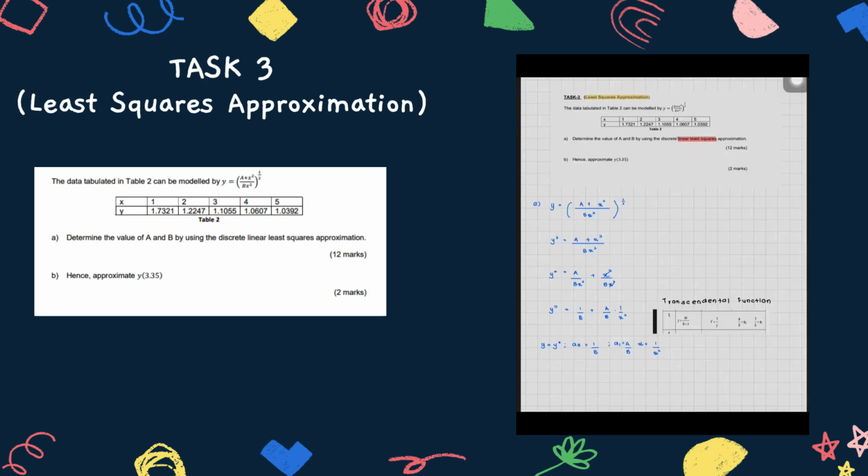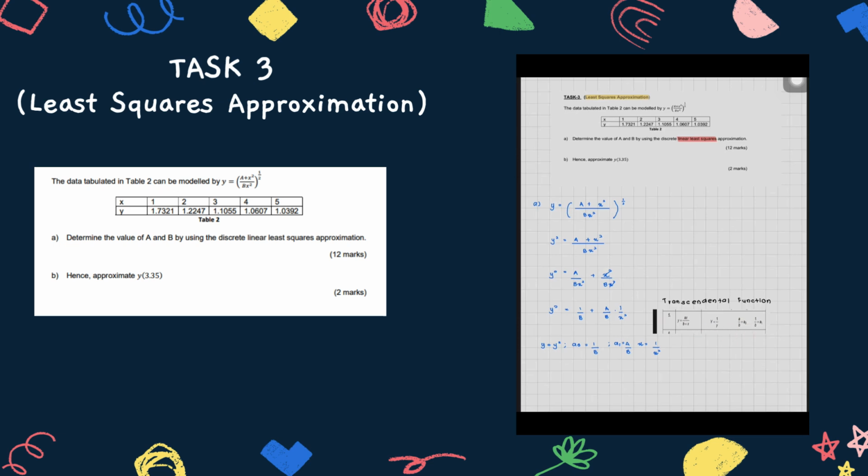Next, I will explain how I get the answer for task 3. For A, we need to write down the equation first, and then the last will be y squared equal to 1 over b plus a over b multiplied with 1 over x squared. So we need to refer to the transcendental function table.